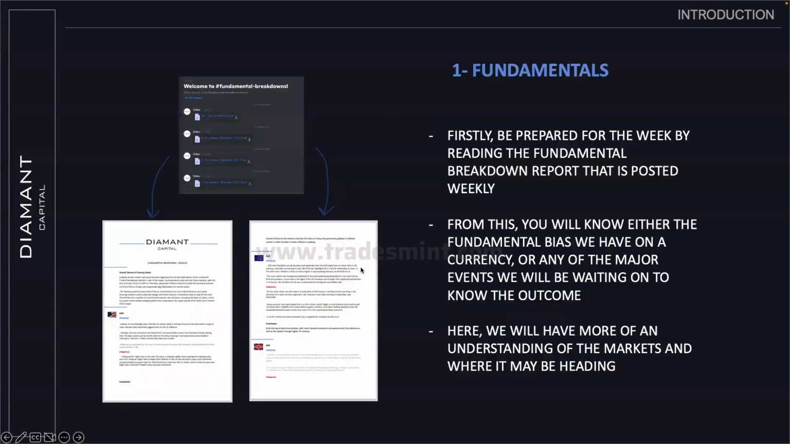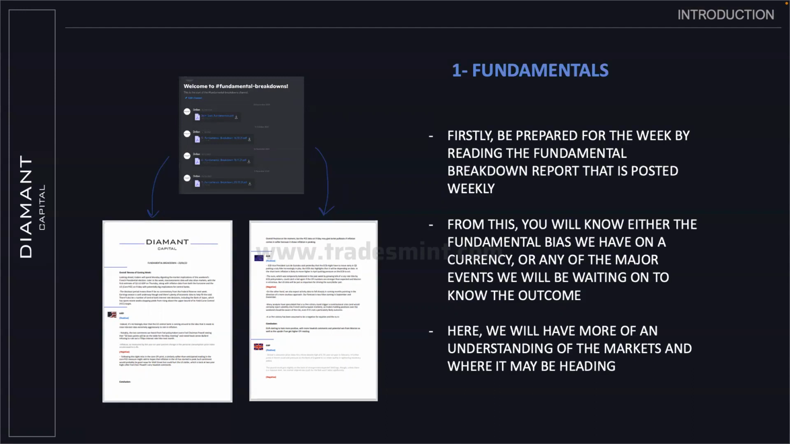Now, first things first, fundamentals. So before you get into any chart, just understand that being part of the Diamond Capital Academy and mentorship, every single week you're going to be getting these fundamental breakdowns. I'm pretty sure the reason why most of you even joined is because we have that fundamental bias in our mind. Unlike many smart money concept groups, who don't really look at it in too much detail. But with this, we need to be prepared weekly. And my advice to you would always be have a little read of the weekly breakdown.